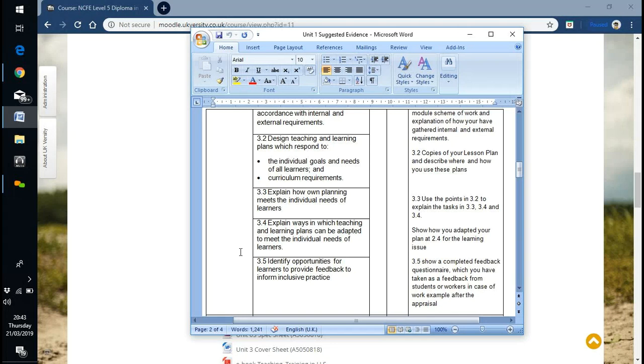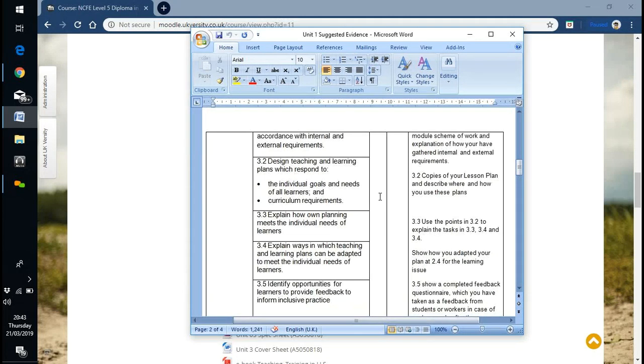So in 3.3, would I just say things like if I have a learner that has dyslexia, I would use different coloured sheets, or if I have someone who has poor sight? Yeah, exactly. Just give a couple of examples, because it's asking for an explanation, not an analysis. It's just an explanation of how your own planning would meet the needs of learners, or use the learners you've got as an example. So that finishes 3 L03 off.